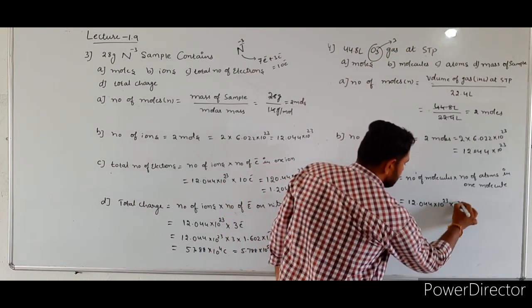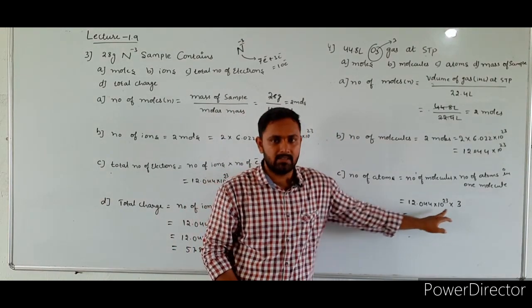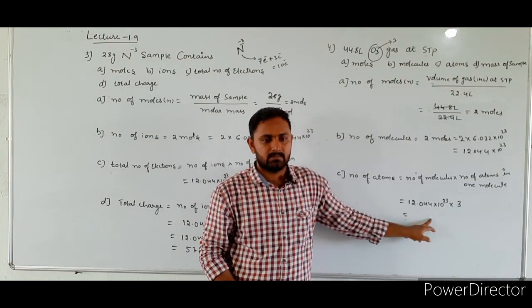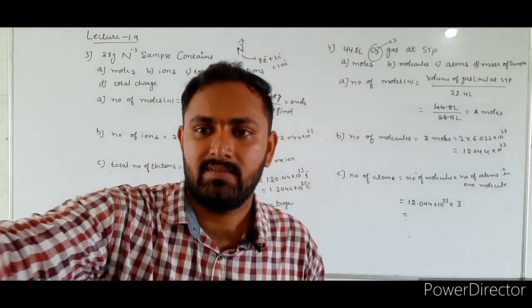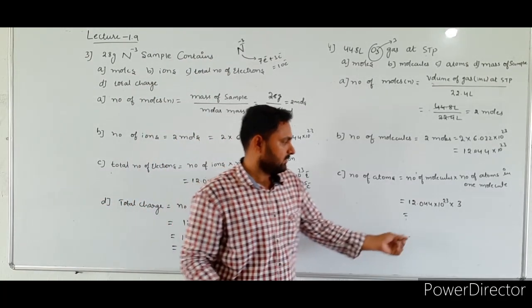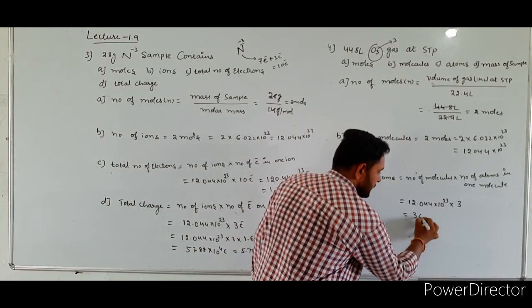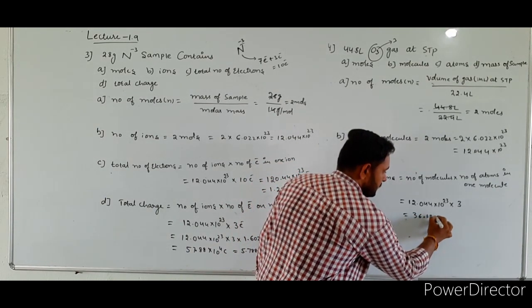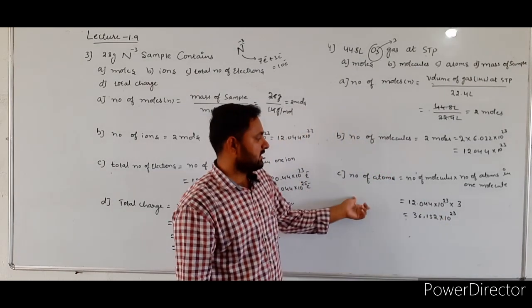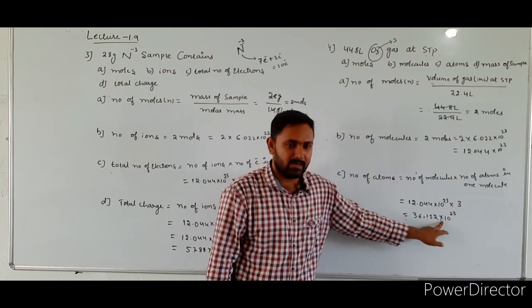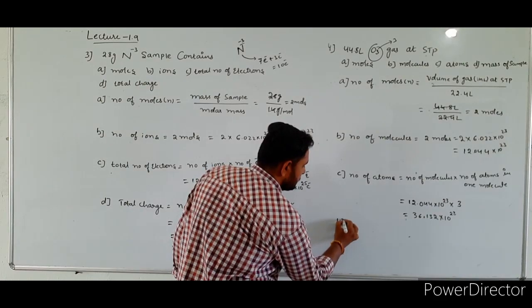Then multiply with 3. After multiplication, you will get 36.132 into 10 power 23 atoms. How many atoms are present? 36.13 into 10 power 23 atoms are present. Next, mass of sample.